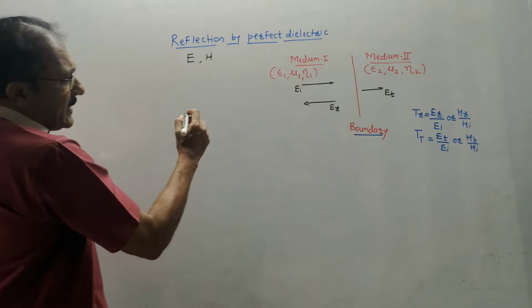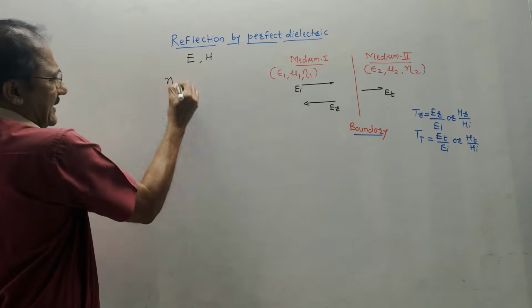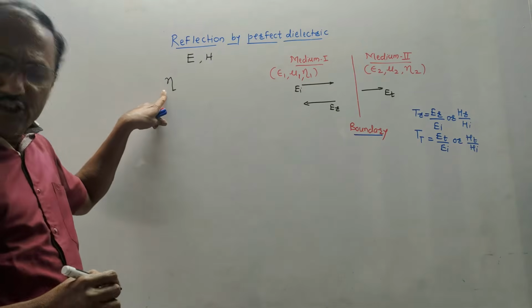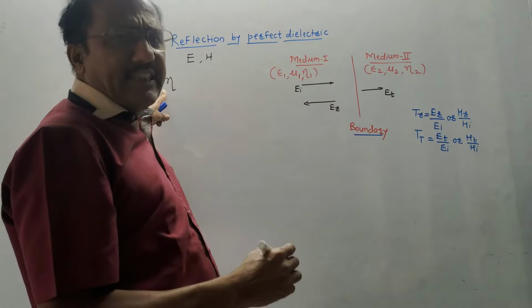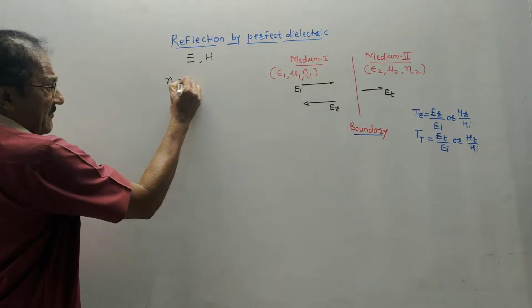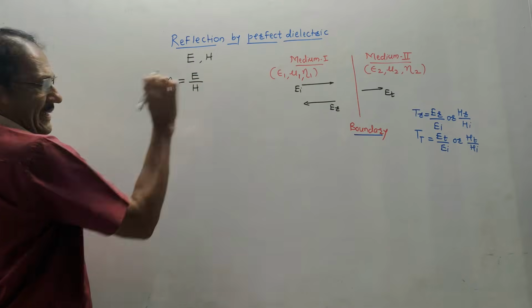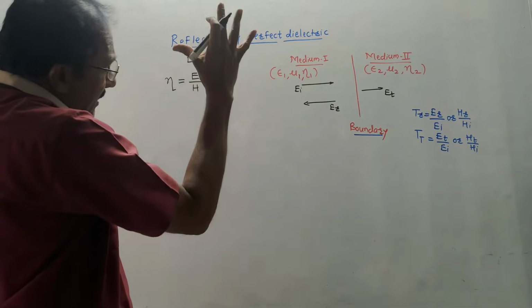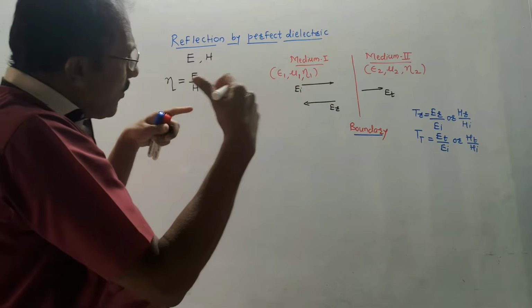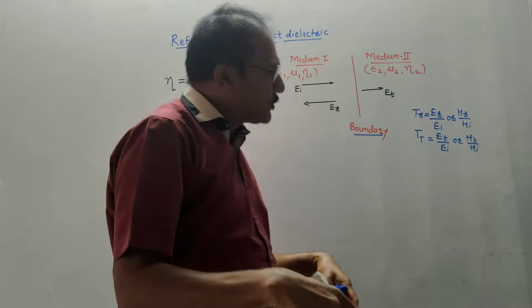Now, there is one important parameter that is denoted by eta. Just now I mentioned eta is intrinsic impedance. Basic definition is it is the ratio of electric field to the magnetic field. Now, before deriving the things, I will explain what you are supposed to do.